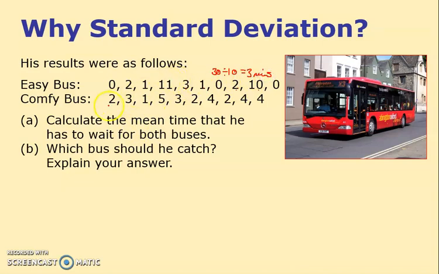Let's do the other one. I've got 2 and 3 is 5, 6, 11, 14, 16, 20, 22. Would you believe it? It's the same. 30 divided by 10 is still 3. So in actual fact, there's no difference in the mean time.